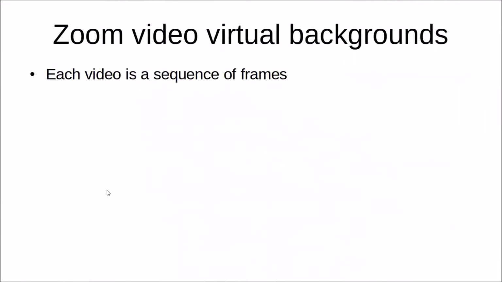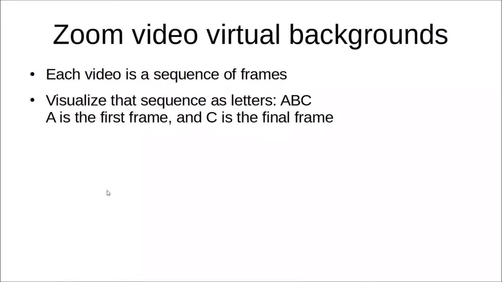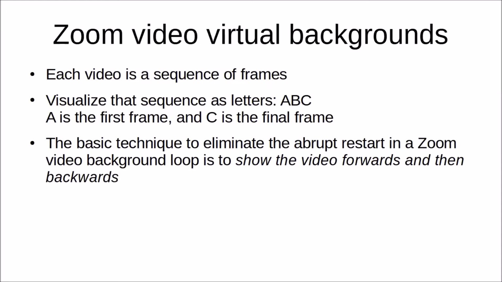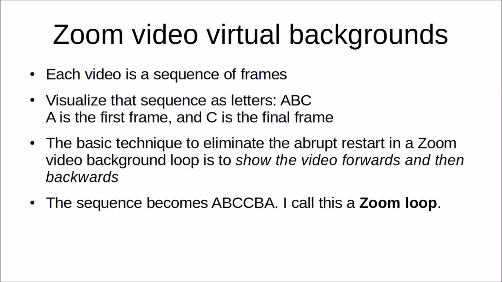Think of each video as a sequence of frames. So for instance, the first frame is A, the middle is B, the end is C. The basic technique to eliminate the abrupt restart in a Zoom video background loop is to show the video forwards and then backwards. And that means it would become A, B, C, C, B, A. And when it ends on A, then when the Zoom background repeats, it begins on A again. And it's a very seamless experience on the part of the people watching it. They can't tell where it begins and ends.